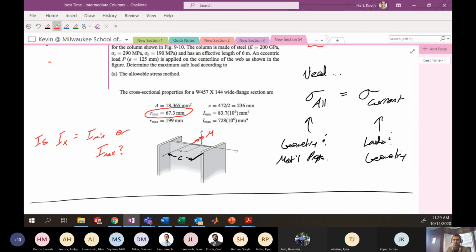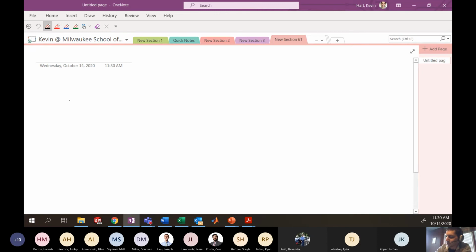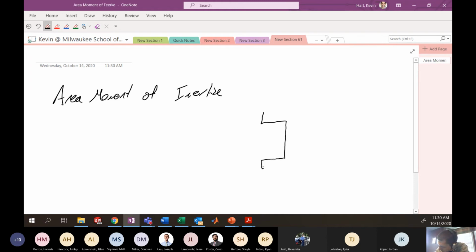This more or less comes back to the definition of area moment of inertia. Hopefully you had some training in your 2002 class about area moments of inertia, and maybe we'll have a little aside about area moments of inertia quickly so that we can have this discussion. And our cross-section reminder looks like this. So I want to know which is larger, Ix or Iy.